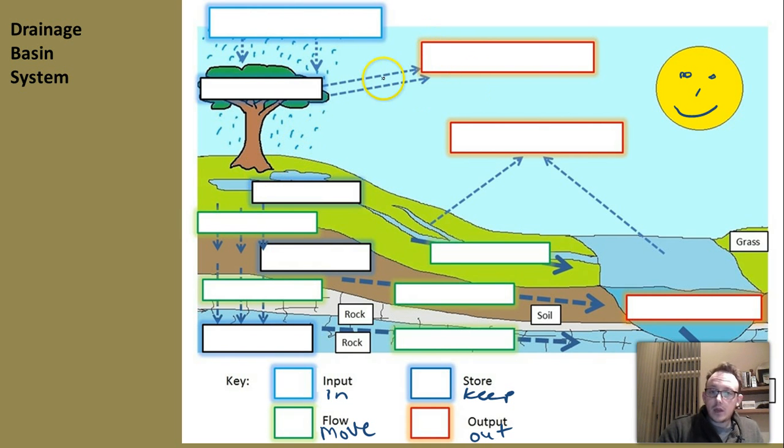Water being lost to the atmosphere from trees or vegetation, so we're doing with T, transpiration. Okay, the movement of water from vegetation into the atmosphere. Water being lost from the land into the atmosphere is an example of evaporation.